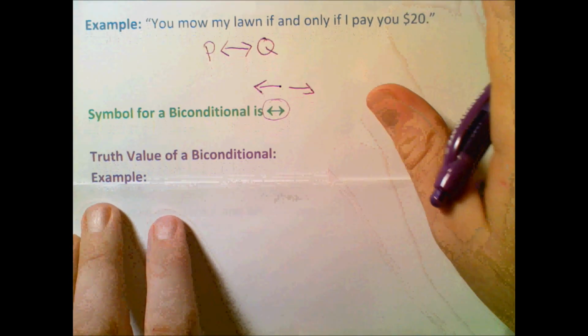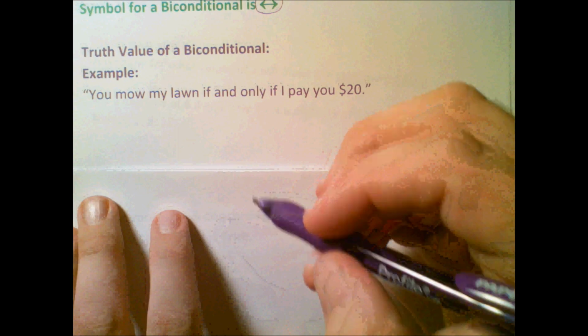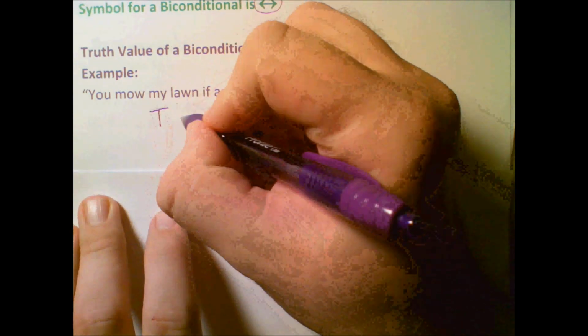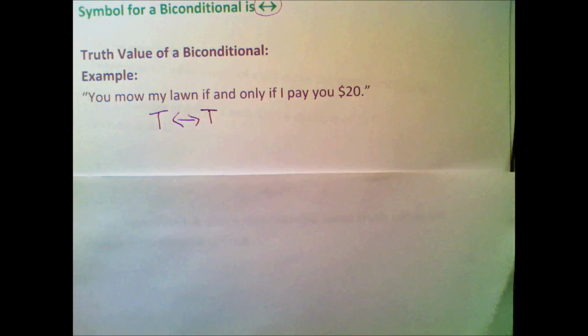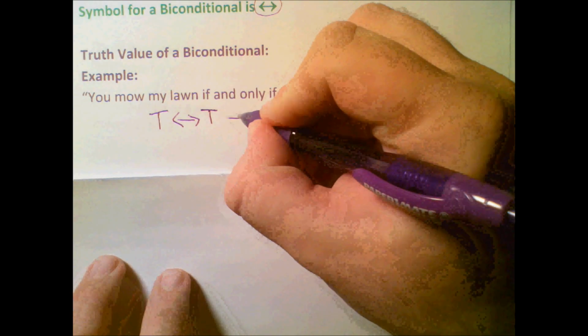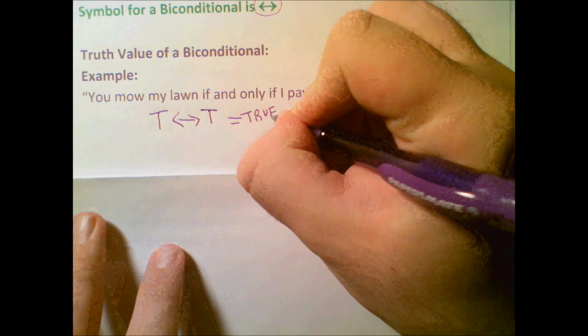Now let's take a look at a truth value. Let's look at the same example and we'll go through all the different scenarios. You mowed my lawn and I paid you $20. Okay, in this situation we're cool. You mowed my lawn, I paid you $20. We had a contract that said the only time I'm going to pay you $20 is if you mow my lawn. So therefore this is going to be a true statement.